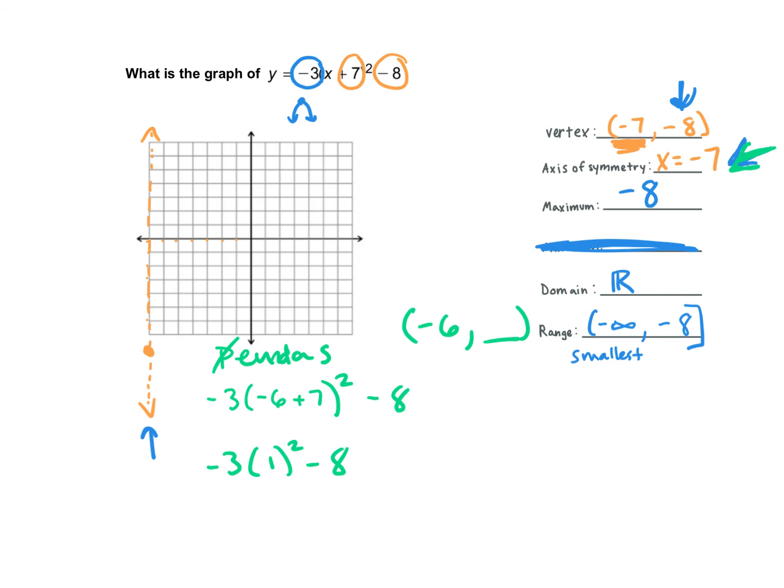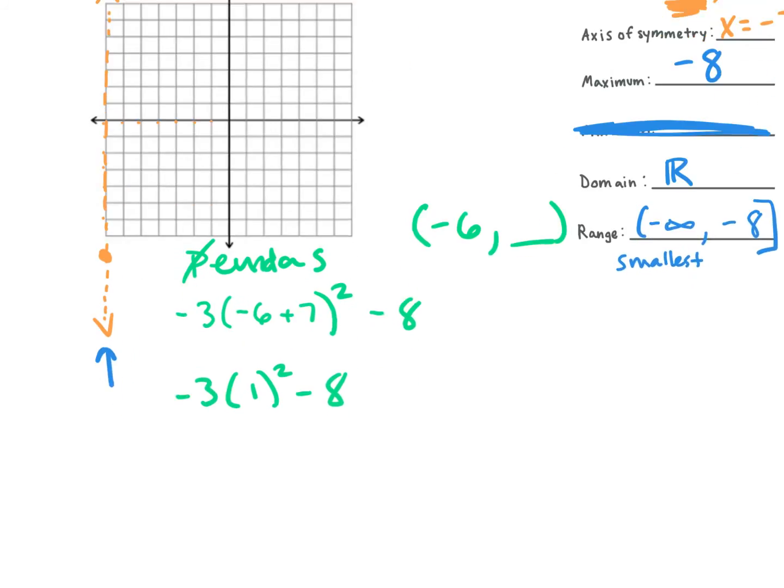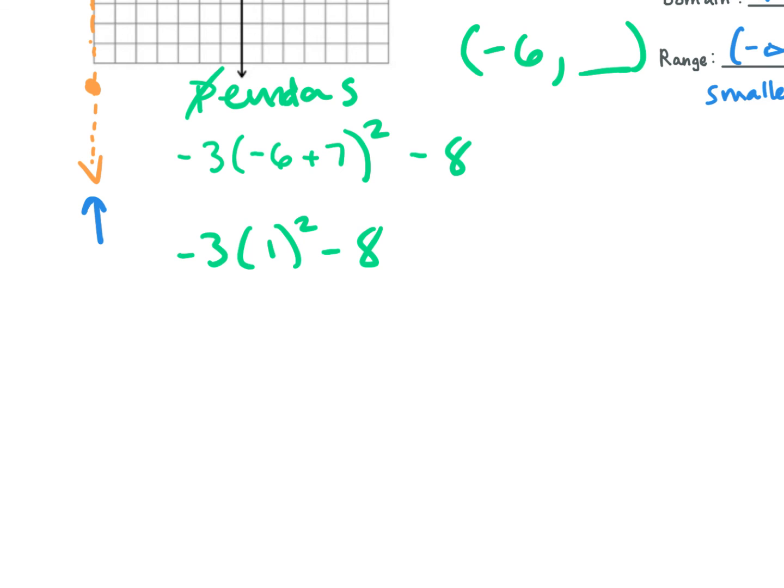What should I do next? Exponent. What is 1 to the second power? 1. So -3 times 1 minus 8. Next, I'm going to do multiplication. What's -3 times 1? -3. And then what's -3 minus 8? -11.